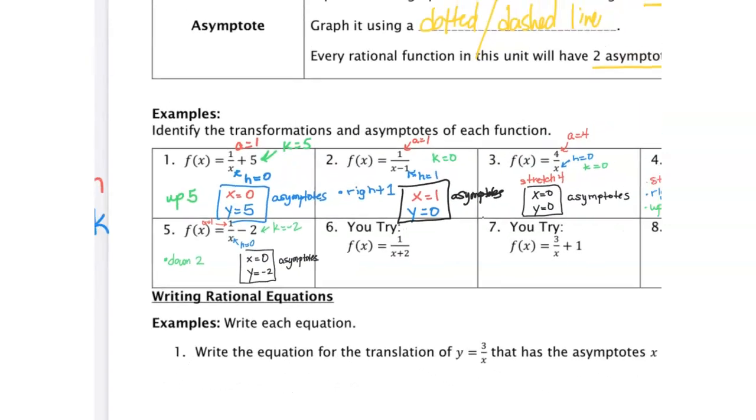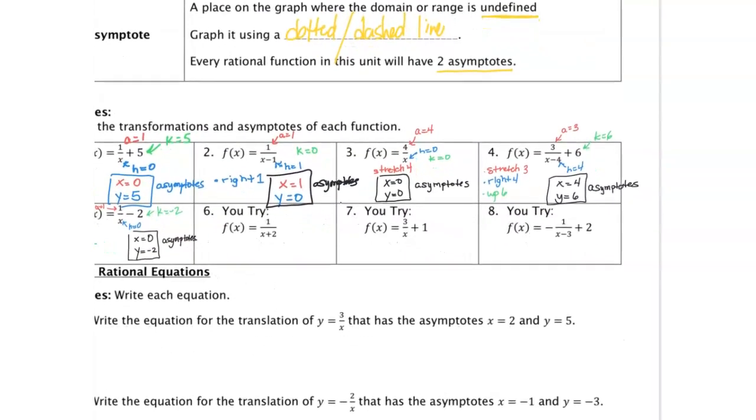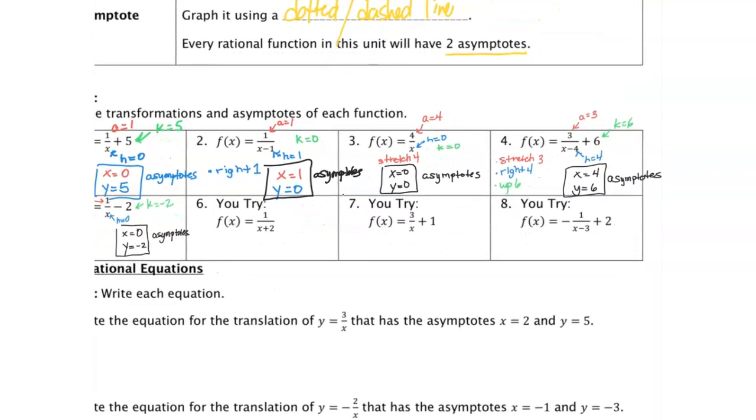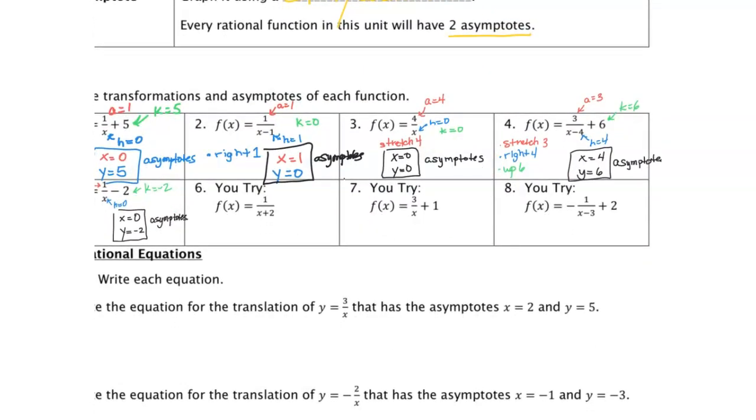Okay, numbers 6, 7, and 8 are your try problems. Go ahead and pause your videos and try each of the problems.